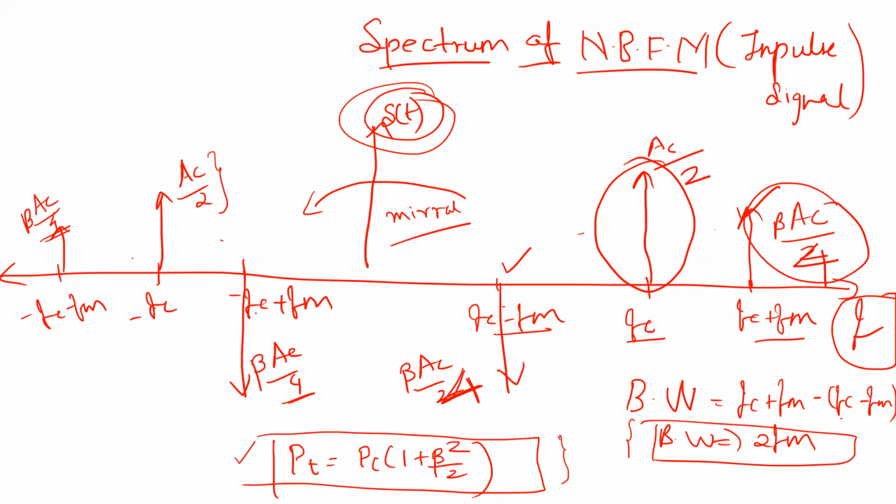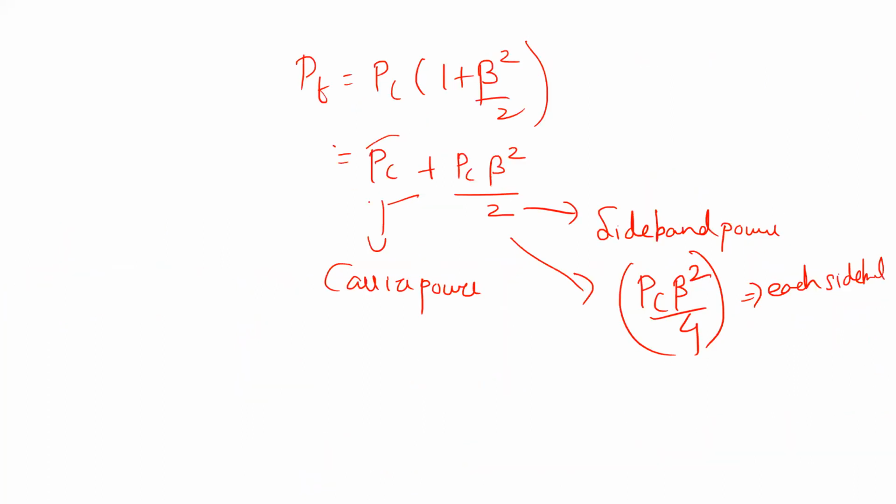Then bandwidth is given as 2 times fm, and PT is equal to PC into (1 plus beta square by 2), in which PC is the carrier power and this is the sideband power. And if they ask you individually about sideband power, it is PC beta square by 4, that is divided by 2 over.